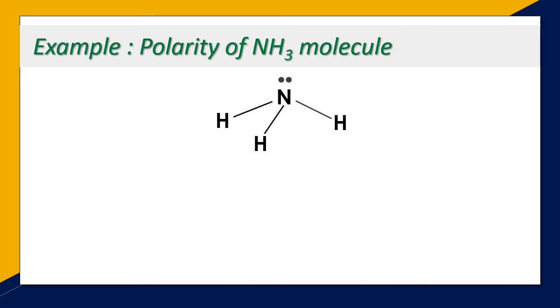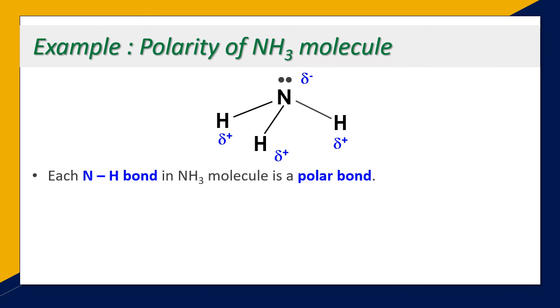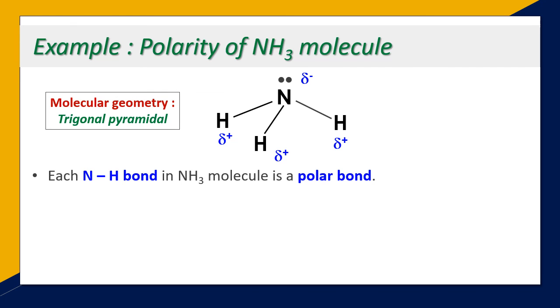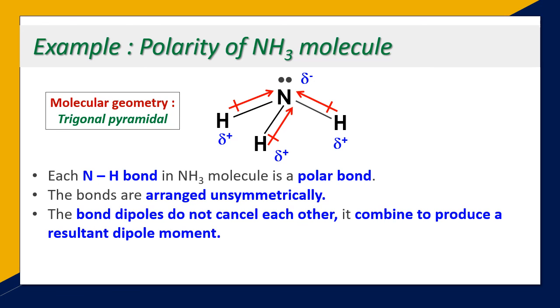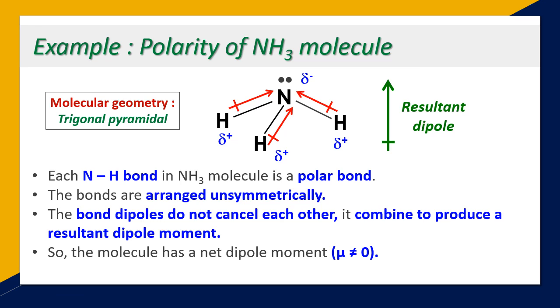The next example is the ammonia molecule. This molecule consists of N-H bonds, which are polar bonds. These bonds are arranged unsymmetrically in trigonal pyramidal. Thus, the bond dipoles do not cancel each other but combine to produce a resultant dipole moment. The molecule has a net dipole moment which is not equal to 0, thus ammonia can be classified as a polar molecule.